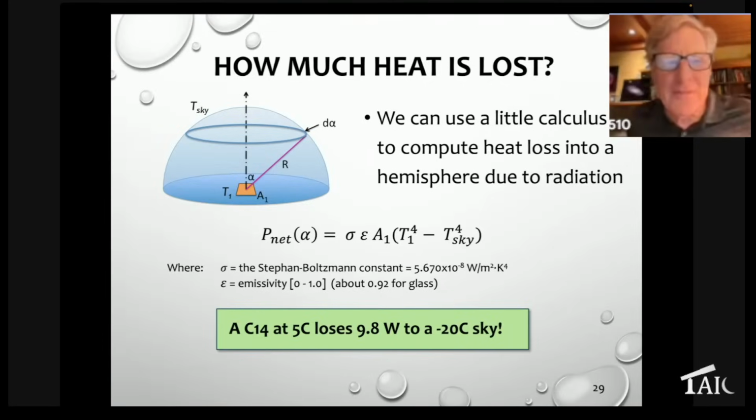So a big question is, we take that C14 that I like and we do a little calculus, and I spared you guys all the calculus here. And the result almost looks obvious, but you need a little bit of math to show this. But this shows the power loss to a hemispherical sky. And it turns out a C14 at 5 degrees C loses 9.8 watts to a minus 20 degrees sky. That's a lot of power.